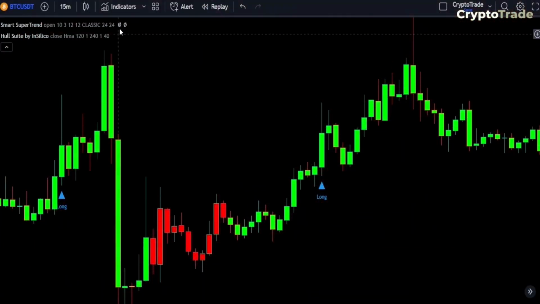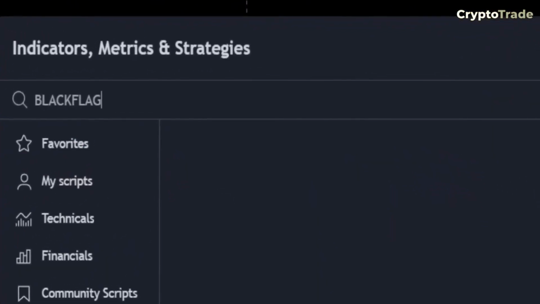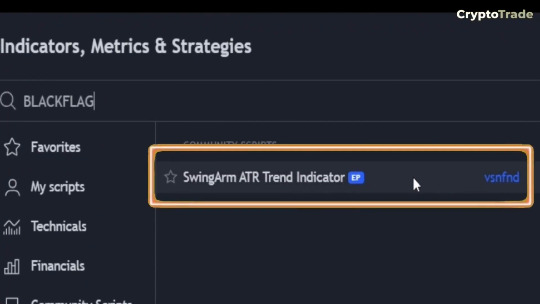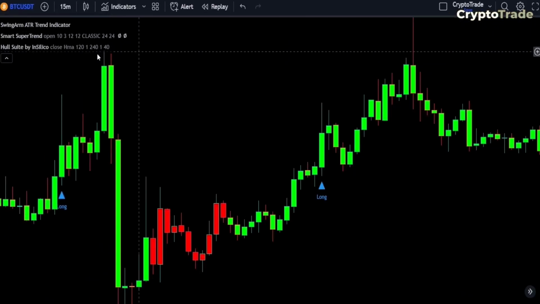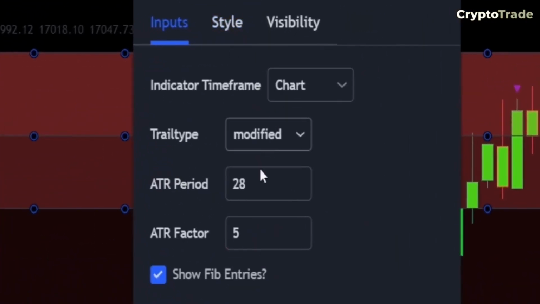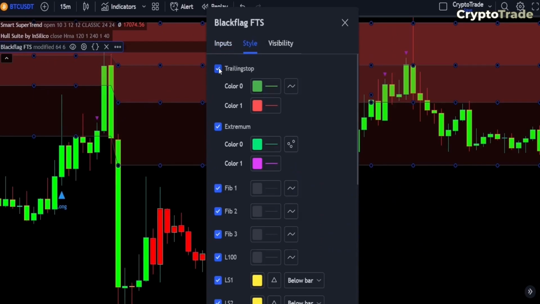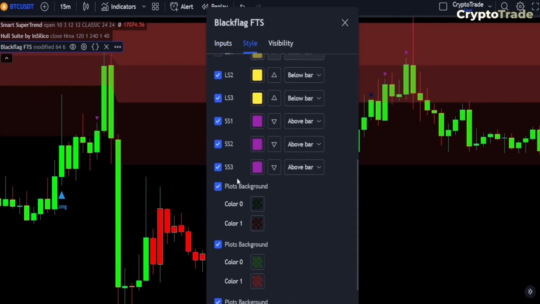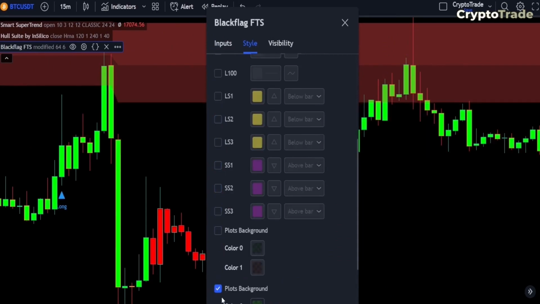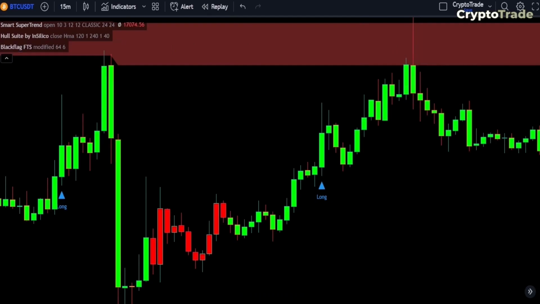To add the third and last indicator to the chart, open the indicator search bar in TradingView and type Black Flag. Select the indicator as shown in the video. Click on Settings and in Inputs tab, set ATR period to 64. Set ATR factor to 6. In Style tab, unselect all checkboxes except the last plot's background checkbox. Click OK to finish. Setup is complete.